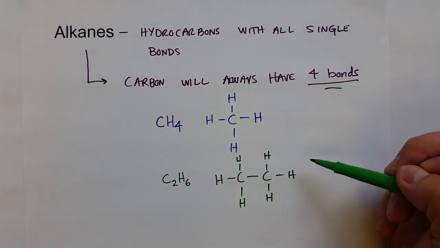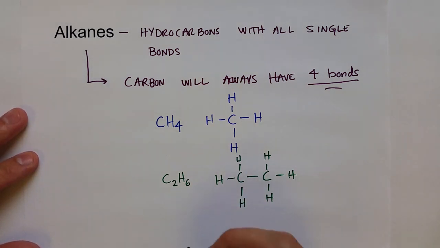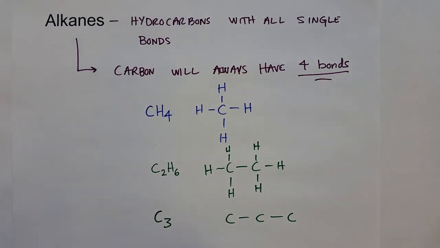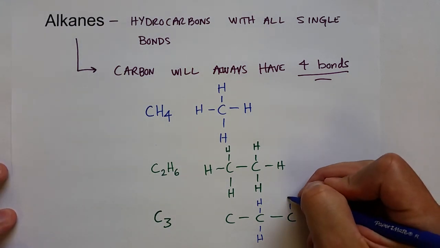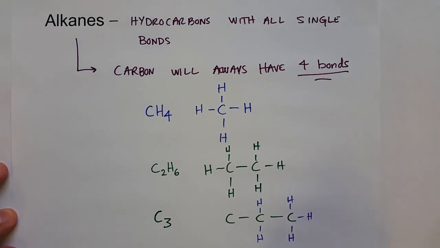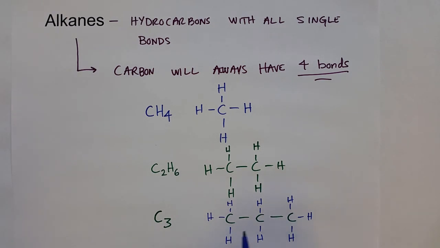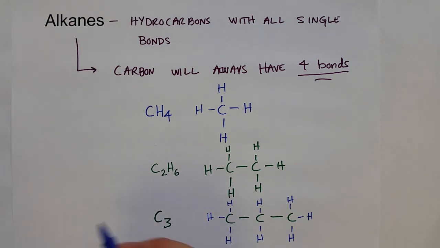And so we can keep on building these molecules one carbon atom at a time. We could have a molecule with three carbons bonded to each other. And of course, we know that each carbon atom has to have four bonds. So the carbon atom in the middle is going to need to bond to two hydrogens. The carbon atoms on the end, or the terminal carbons, need to bond to three hydrogens. And so it turns out, if we know how many carbons are in a hydrocarbon, and if it's an alkane, we can always figure out how many hydrogens are bonded to it. So this compound is C3H8.